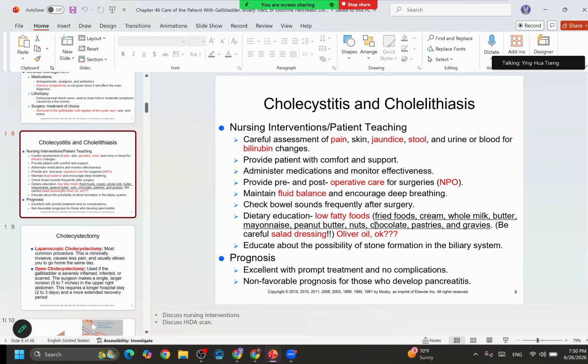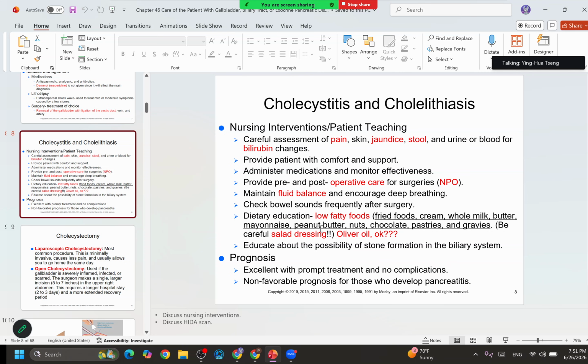So avoid fried food, cream cheese, whole milk, butter, mayo, peanut butter, nuts, chocolate, pastries and gravy. Okay, be careful with the salad dressing. Uncle is asking you one time. The salad dressing inside has lots of fat. So don't assume that because the patient is on a low-fat diet, I can order the salad. Okay, the NCLEX will give you a treat: patient eating salad with a dressing together.